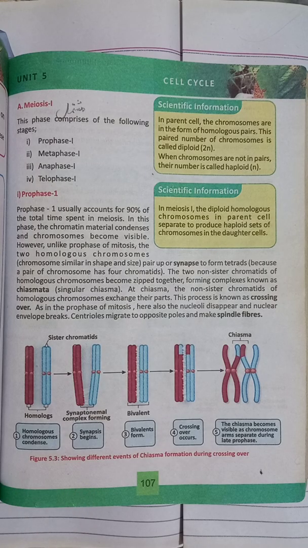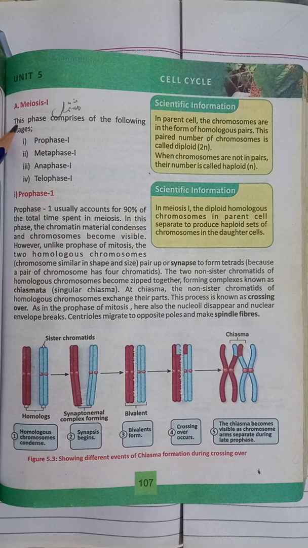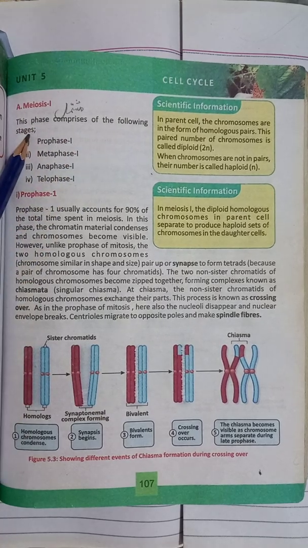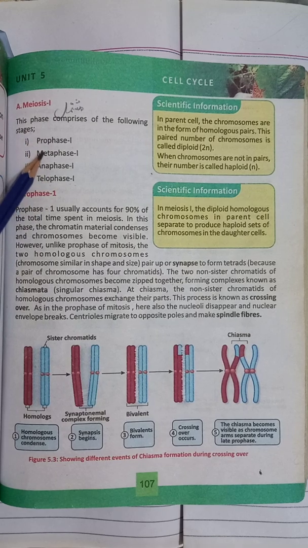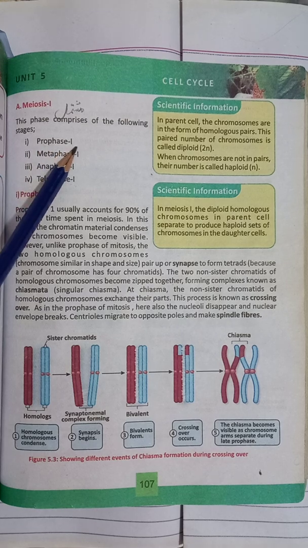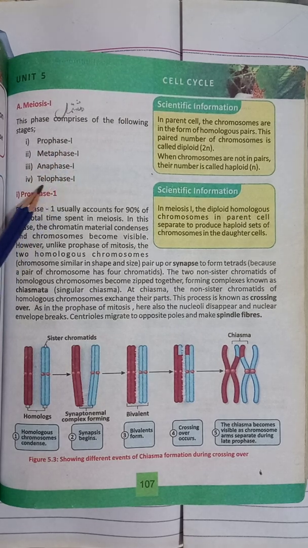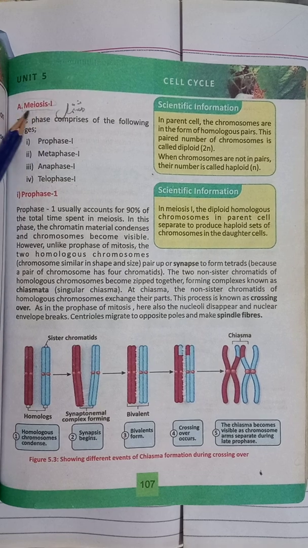Students, as we have done on page number 106, meiosis consists of two main stages or steps, that is meiosis 1 and meiosis 2. So let's start from meiosis 1 and come to page number 107 of your book. Meiosis 1, this phase comprises of the following stages. Like mitosis, meiosis also has karyokinesis, and it also has 4 main steps or stages, that is prophase 1, metaphase 1, anaphase 1 and telophase 1. Why does it have the 1? That is because this is the first step of meiosis, that is why.